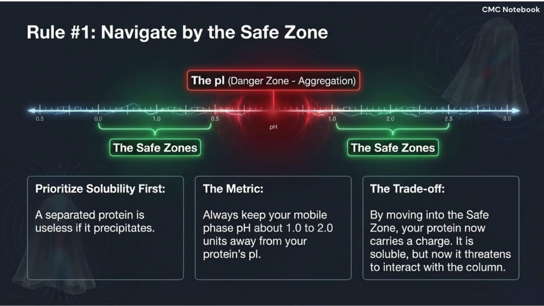Our first rule is to always prioritize solubility first, because a precipitated protein is useless for analysis. You should always set your mobile phase pH about 1.0 to 2.0 units away from a protein's pI to keep it in a safe zone. The trade-off is that the protein now carries a charge, meaning it might interact with the column again.